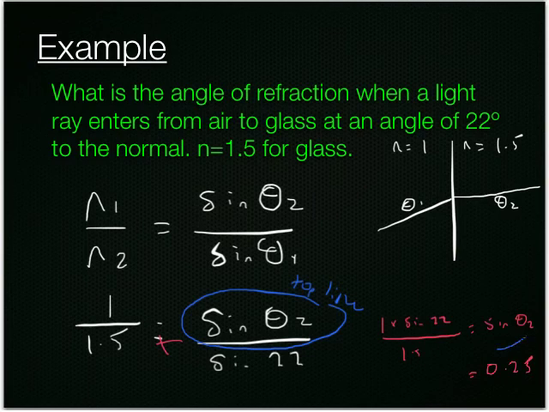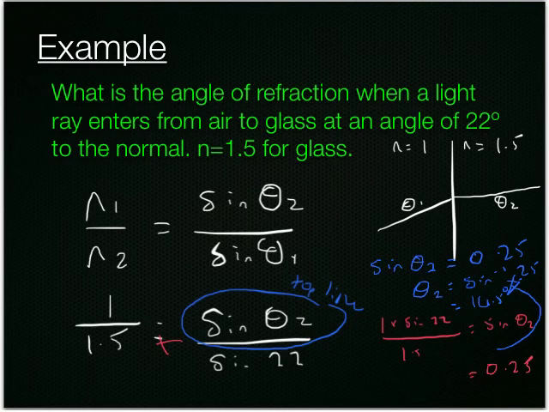So we're running out of room here, we'll head up this way. So sine theta 2 is equal to 0.25. So how do I get theta 2? Well, what I do is I press the inverse sine button on the calculator. So shift sine, and then your number, 0.25, and you get 14.5 degrees. Remember, always check that the angle has either decreased or increased depending on which way. In this case we're going into glass, so the angle is decreased.